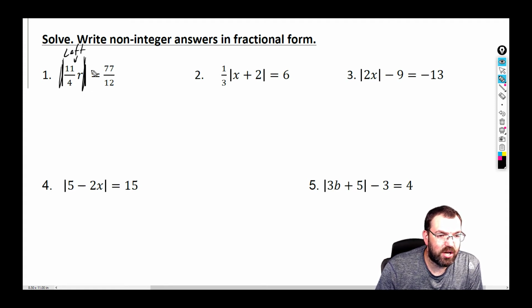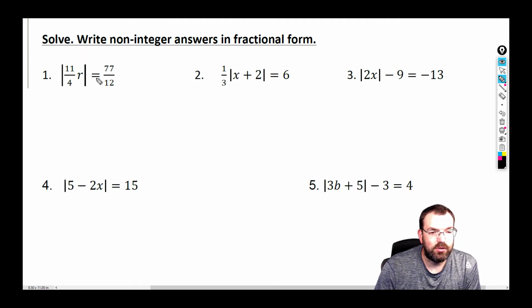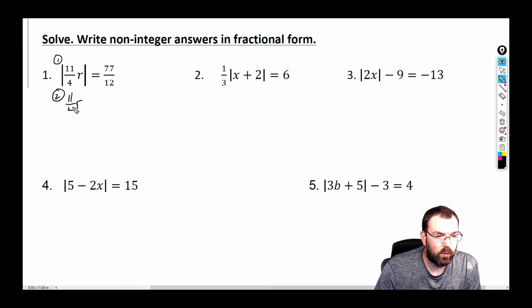There's no other numbers over here or in front of this, so this is already isolated. Great. We're going to go to step 2. So this was step 1. Step 2 is I take what's inside, 11 over 4. Oof, that's supposed to be a 4. There we go. Equals it to the right side. And I take the inside as well, and I equal it to the negative of the left side. And then step 3 is I solve them, right?